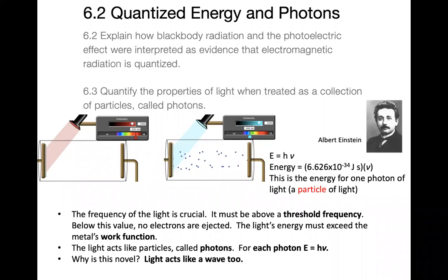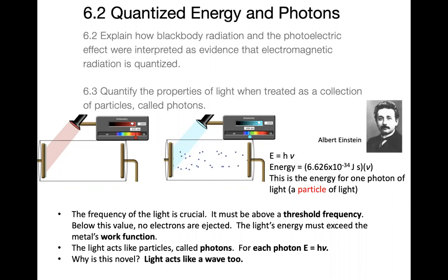In this experiment right here, that light acts like a particle, which we call a photon. Each of these photons has an energy E equals h nu. Now, why is this novel? Why is this unusual? Why is this unexpected?